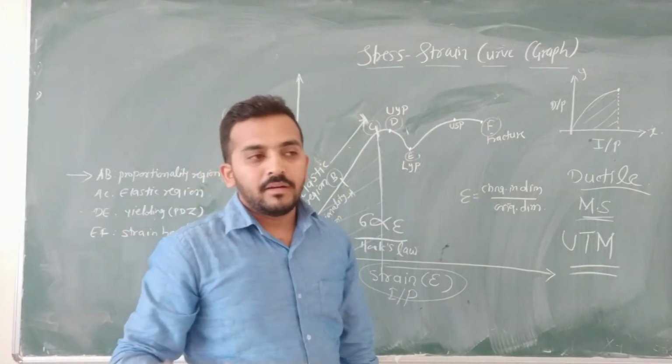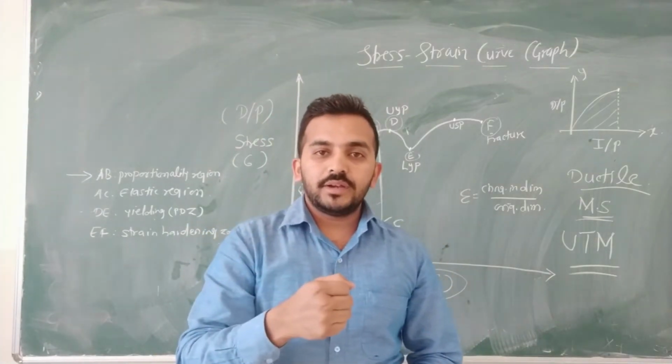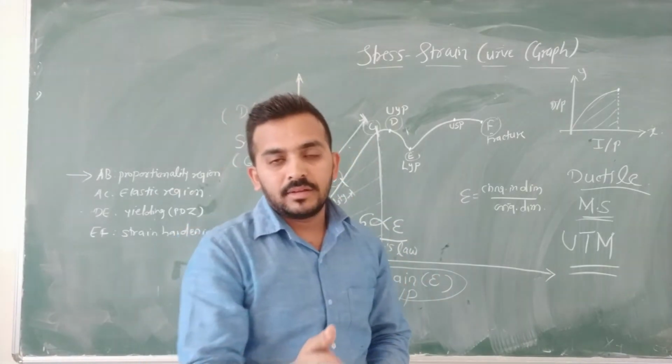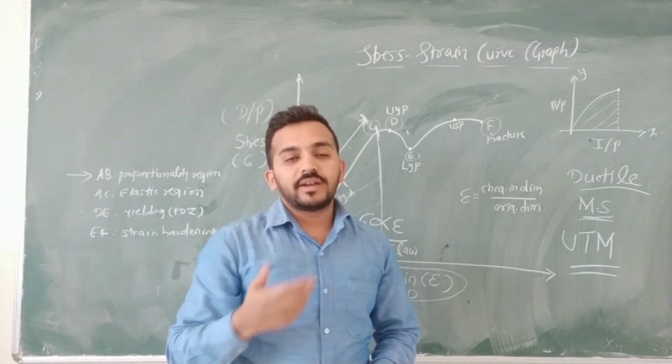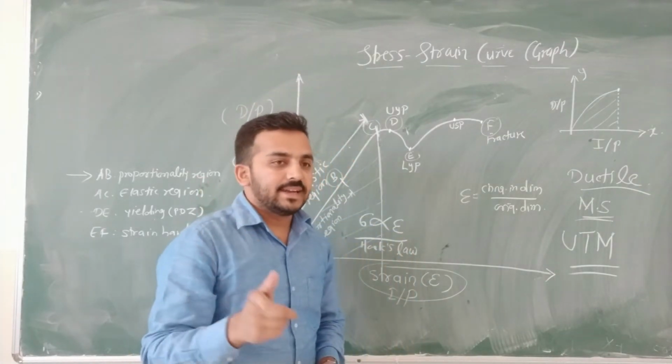The region beyond point C is all plastic region. What is the plasticity property? If you have applied forces on a component and its dimension changes, the change in dimension is permanent. If you remove the forces, it will not regain its original dimensions at all. This property is called plasticity.